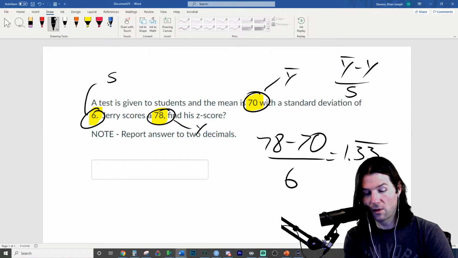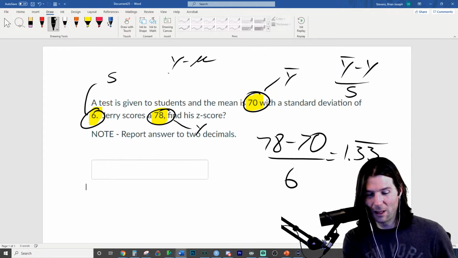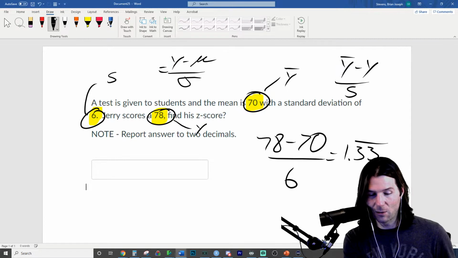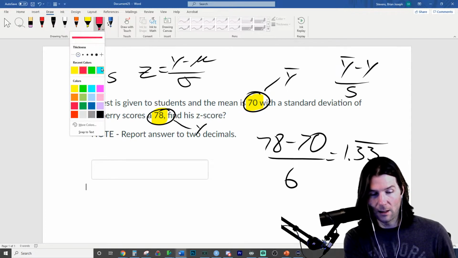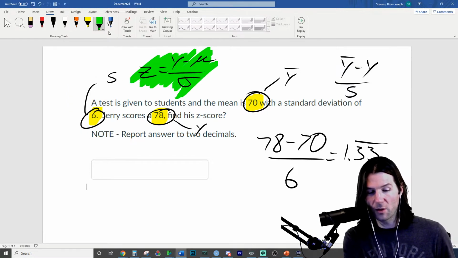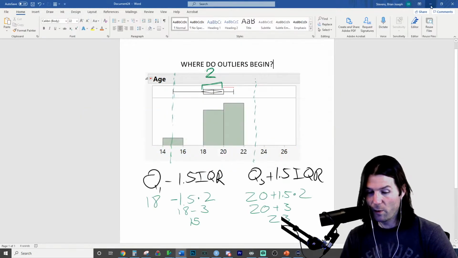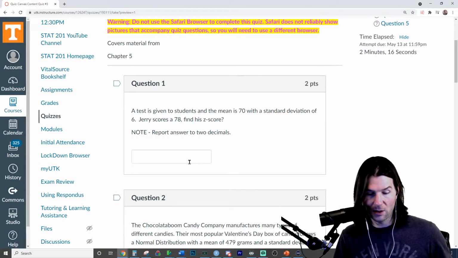We also use sometimes the formula observation minus mean. Observation minus mean over standard deviation is equal to z-score. The difference between this formula in green is that it is using the population parameters, where the formula in yellow is using the sample statistics. More on that definitely tomorrow as we talk about these things. 1.333333 should be the answer. Report to 2 decimals, 1.33.